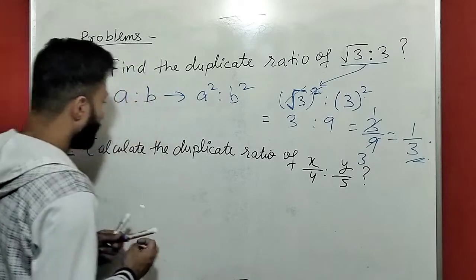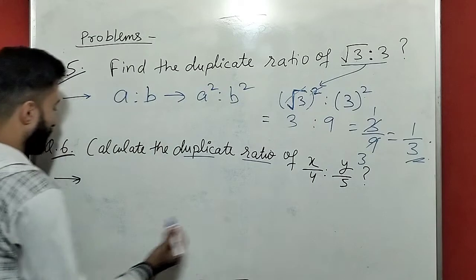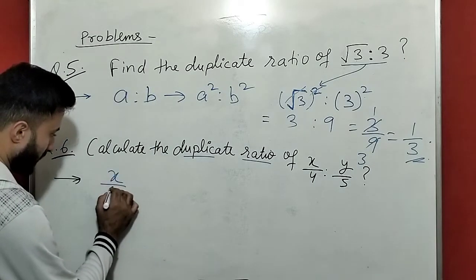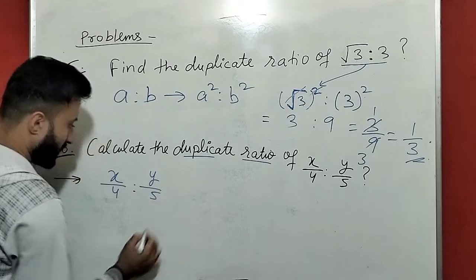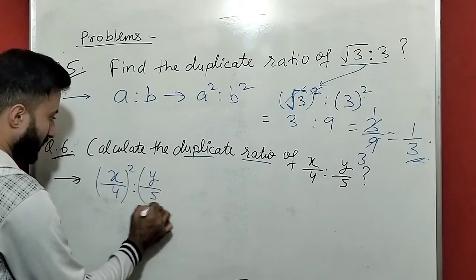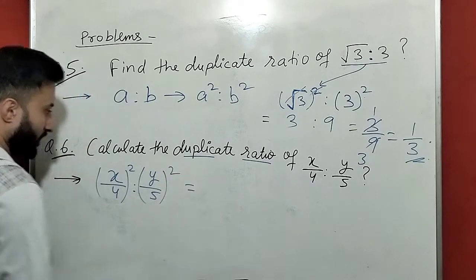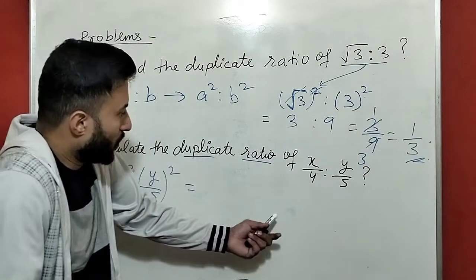Okay, fine. So we have to calculate the duplicate ratio. Duplicate ratio means the square of the given ratio. So the given ratio is x by 4 is to y by 5. For finding the duplicate ratio, we have to do the square of the given ratio. That is the duplicate ratio.